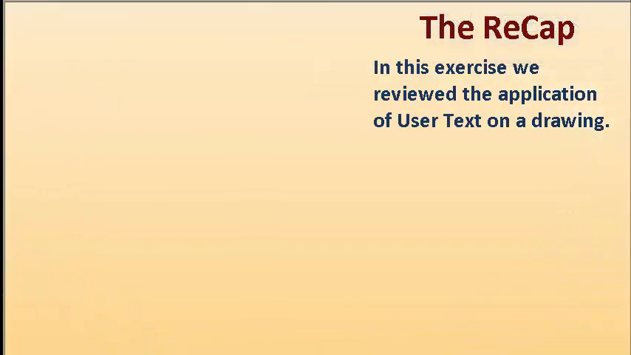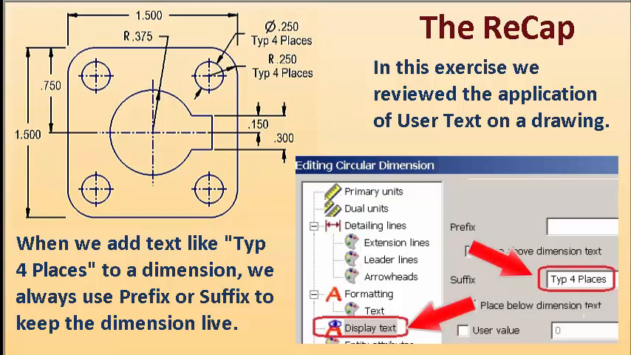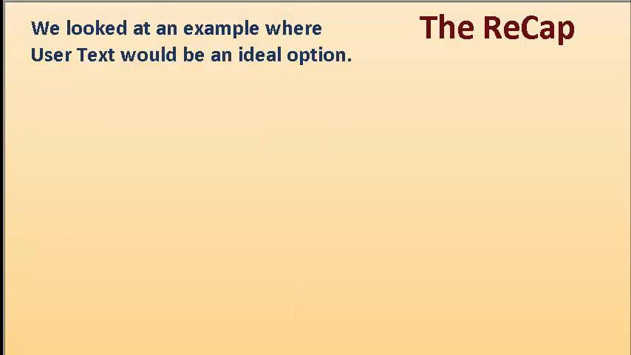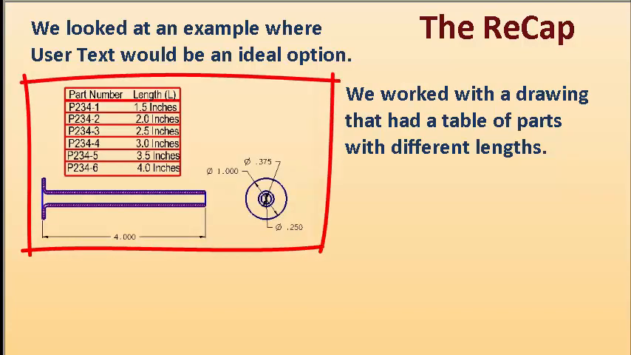So let's go back and recap. In this exercise, we reviewed the application of user text on a drawing. When we add text like "tip 4 places" to a dimension, we always use prefix or suffix to keep the dimension live. We would not employ user text in these cases. We looked at an example where user text would be an ideal option. We worked with a drawing that had a table of parts with different lengths.